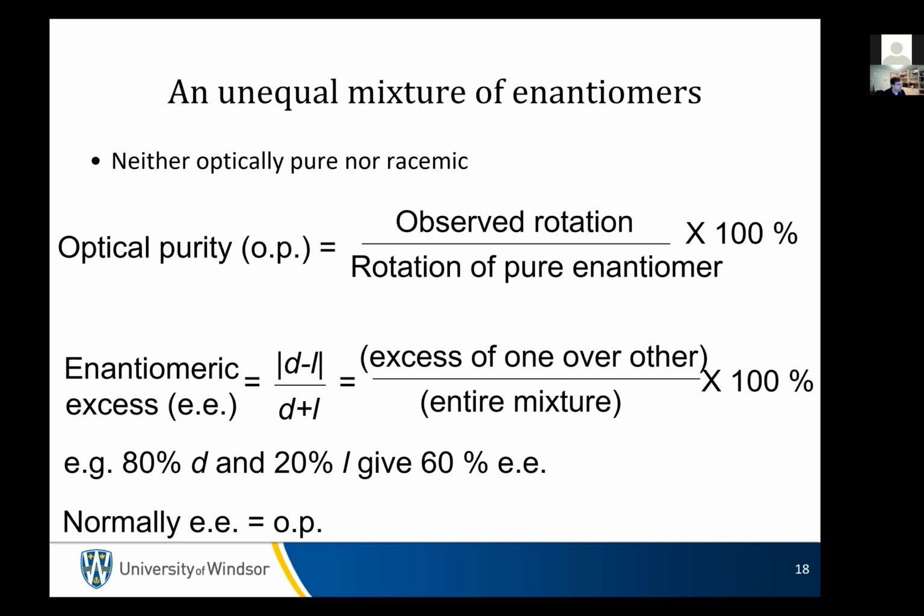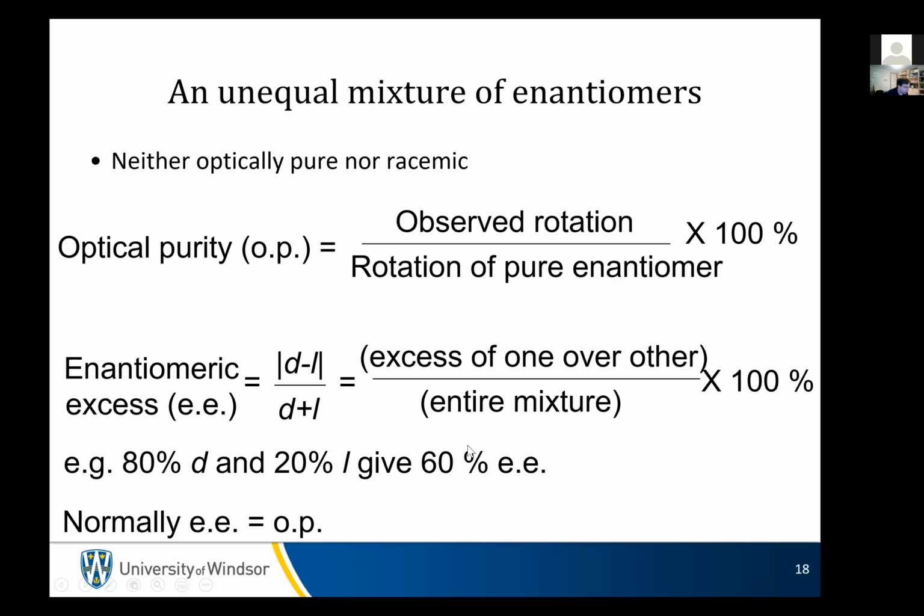If you have an unequal mixture, you can actually measure the optical purity by dividing your observed rotation by the rotation of the pure enantiomer. We then use a term which I really despise. You are going to come across it, so I have to teach it, called enantiomeric excess, which you define as the excess of one over the other, minus, over the entire mixture.